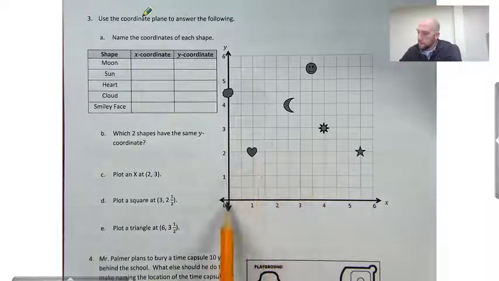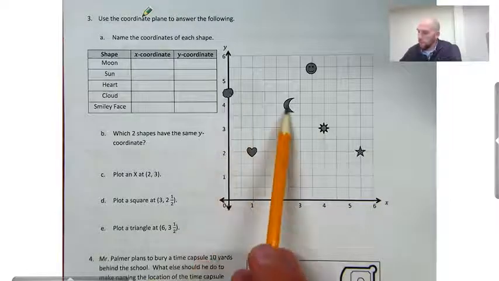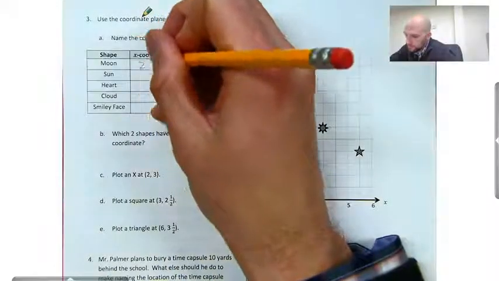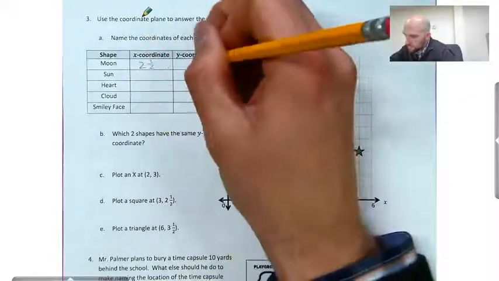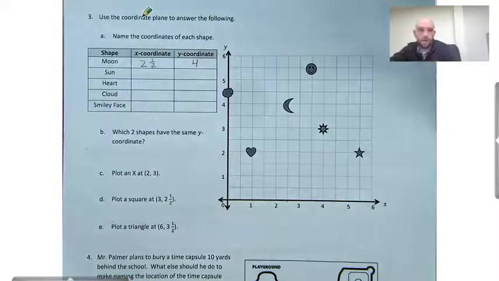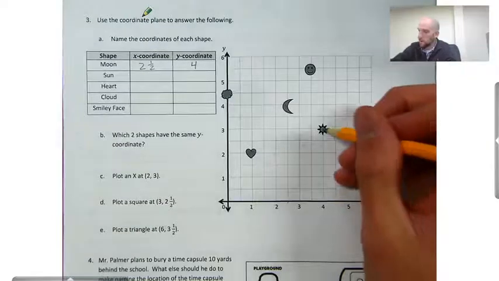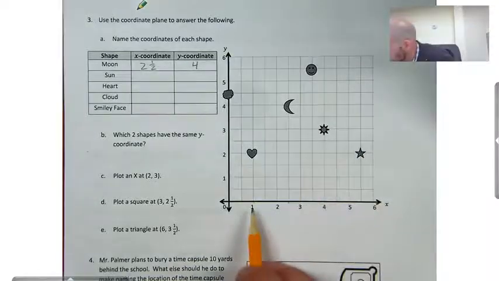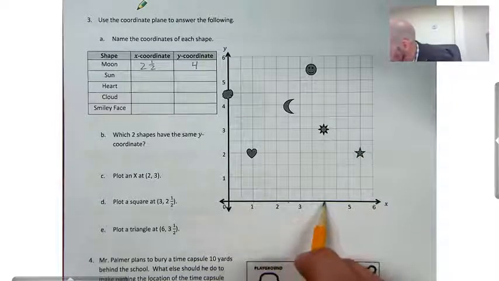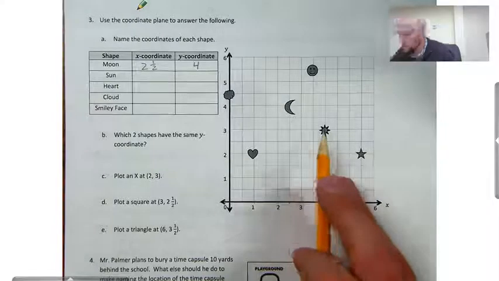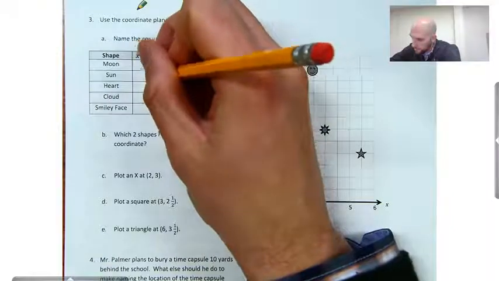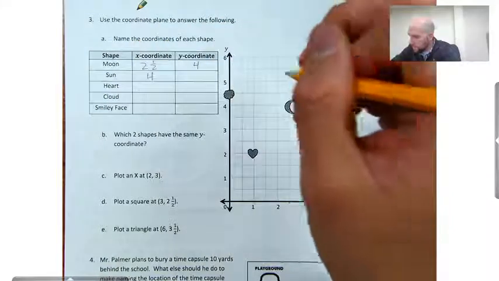And then on our y-axis, we have 1, 2, 3, 4. So it's going to be 2.5 and 4. Next, we're going to look for the sun. And our sun is right here. And it's asking us for our coordinates. So we have to go over on our x-axis, 1, 2, 3, 4. And then we go up 1, 2, 3. So we have 4 on our x-axis. So our x-coordinate is 4. And our y-coordinate is 3.